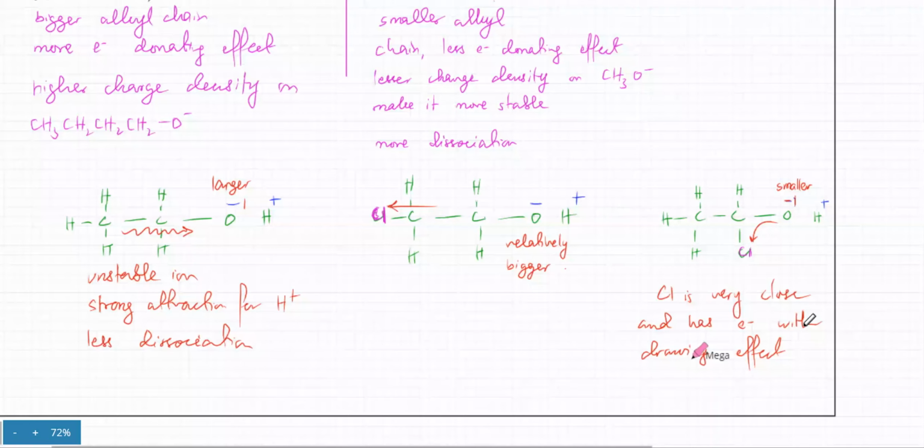अच्छा, so this one Cl is very close and has electron withdrawing effect. तो इसलिए इसका negative charge is much smaller, which is why the H plus 1 is not going to be attracted that strongly. ठीक है. Is this clear to everyone?